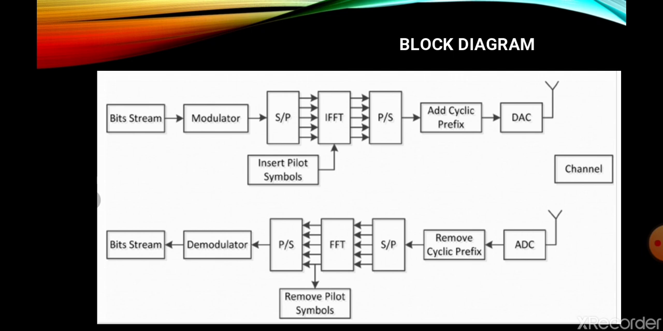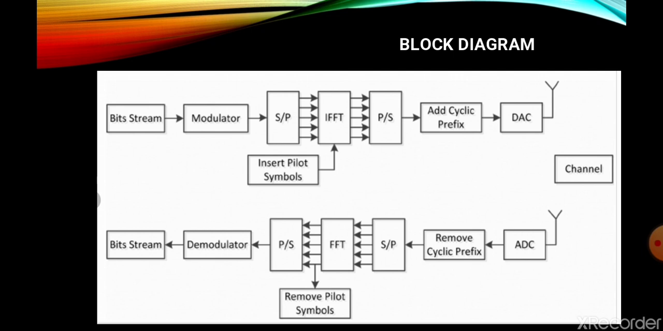Using the cyclic extended symbol, the samples required for performing the FFT can be taken anywhere over the length of the cyclic prefix. Basically this is done to overcome intersymbol interference. Next, it is converted into the analog form and then transmitted.